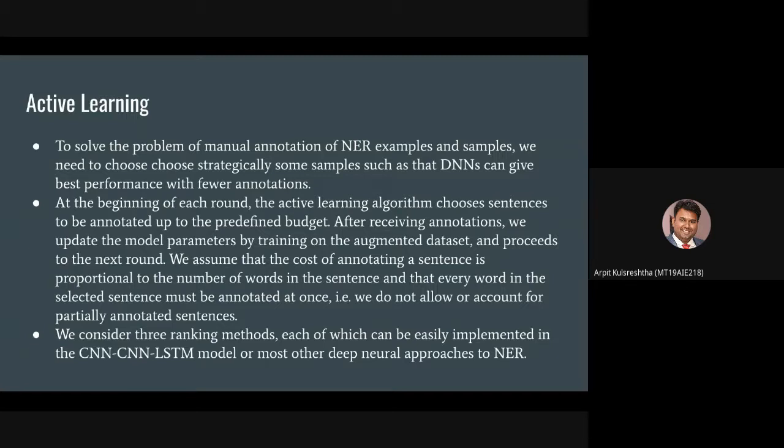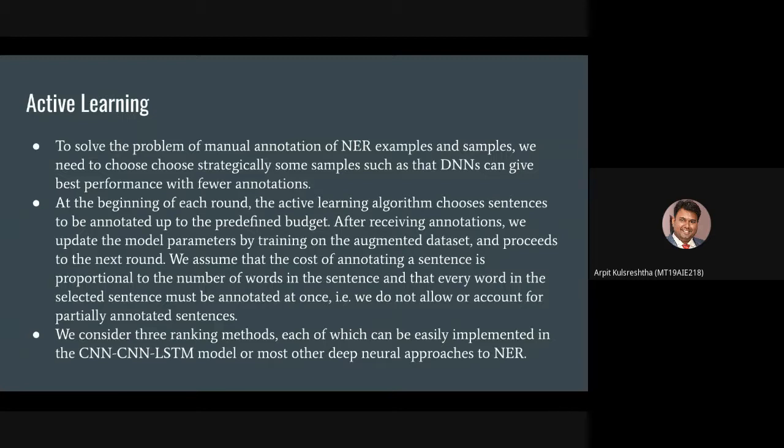So first, in active learning approaches, we have to predefine some budget, that is, how many annotations there are, and how many parameters there are in the training in the augmented data set, so we can proceed to the next rounds. Further, we assume that the cost of annotating a sentence is proportional to the number of words in the sentence, and that every word in the selected sentence must be annotated at once.